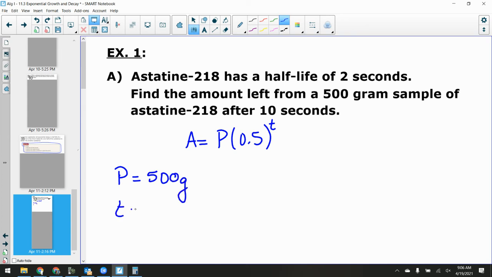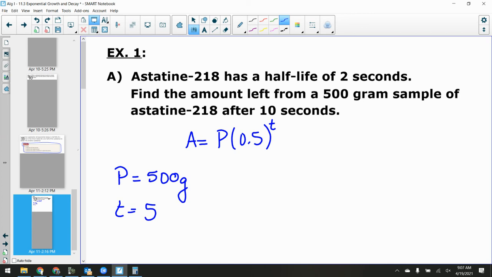Okay, and what's my t? 5. It's not 2 seconds. It's not 10 seconds. It's how many half-life cycles? Okay, what is the half-life cycle? 2 seconds. How much total time am I going to look at it? 10 seconds. So how many cycles of 2 seconds do I have? 5 cycles. Okay.